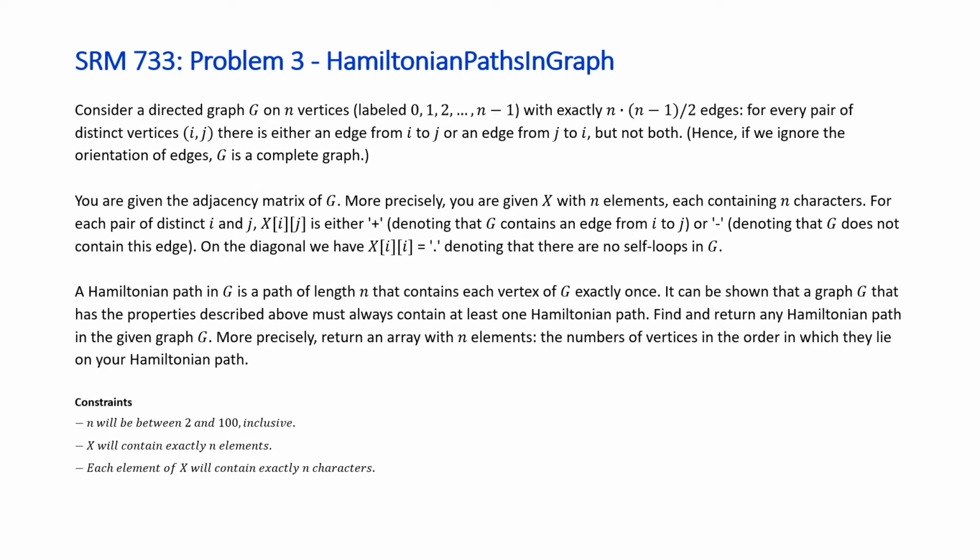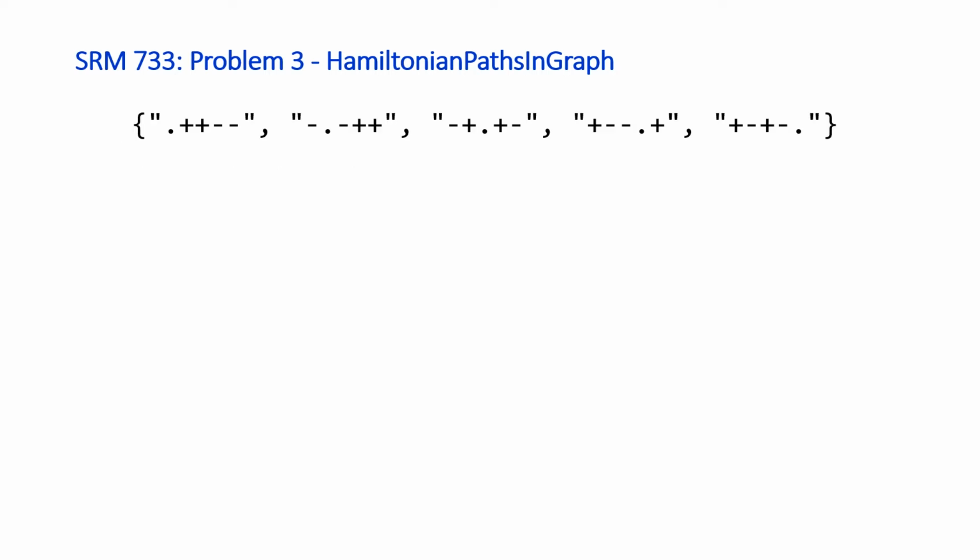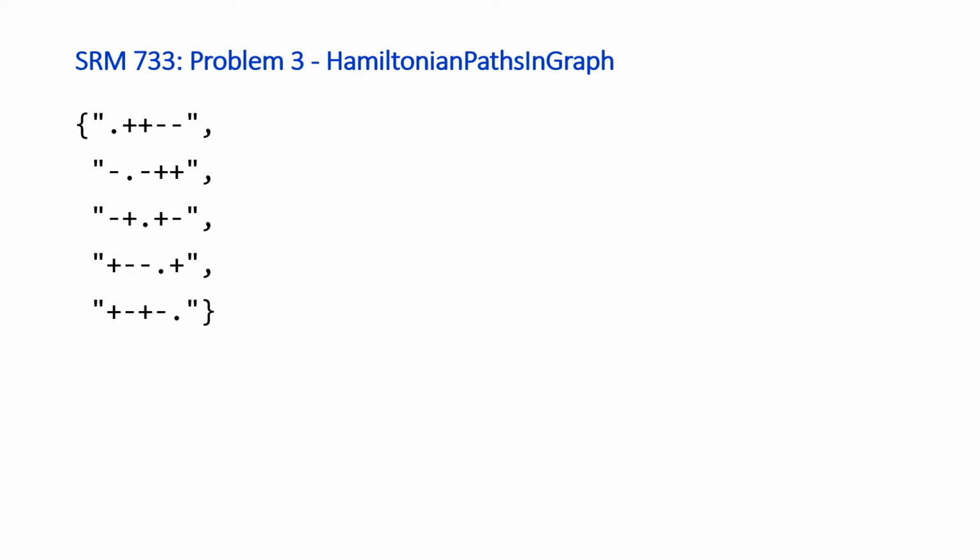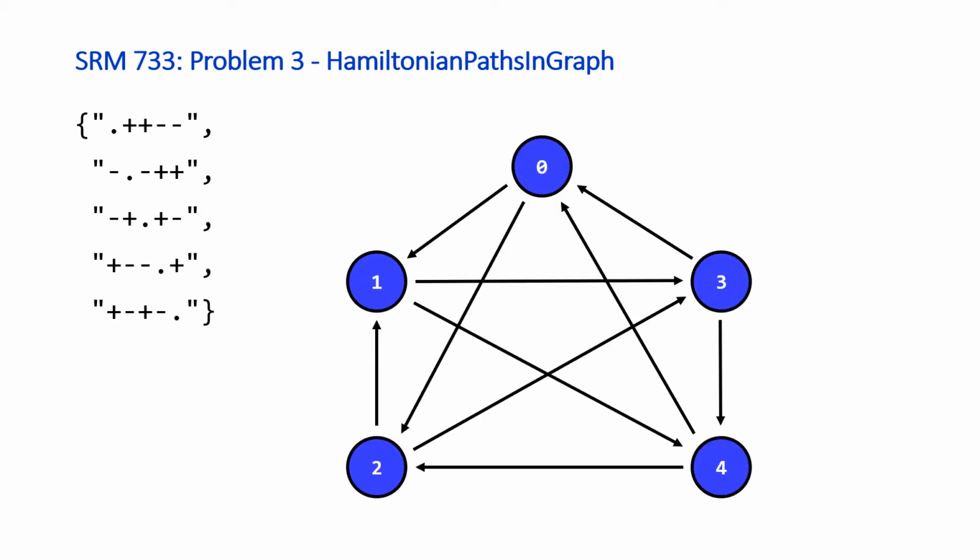So let's take a look at one of the examples that TopCoder provided us with. Here's a vector of strings which represents the adjacency matrix of our graph, and if we set it up like this, we can then create a visual representation of our graph. You can see here that there is an edge between every pair of distinct vertices, and there is a given orientation. The periods represent that there's no self loop.